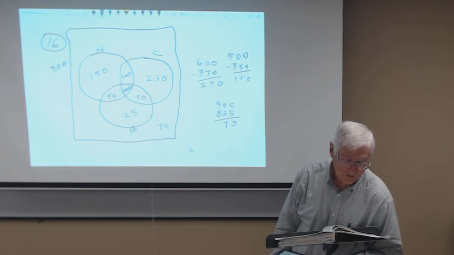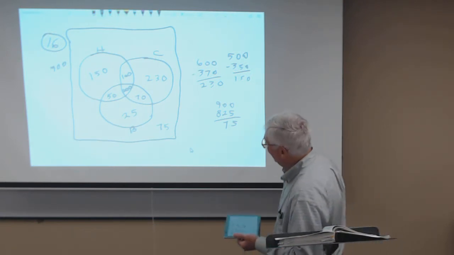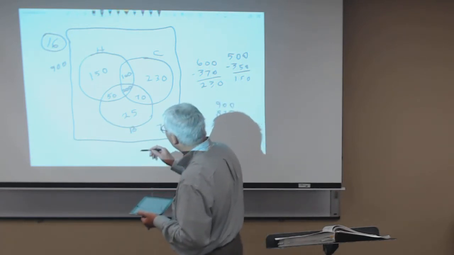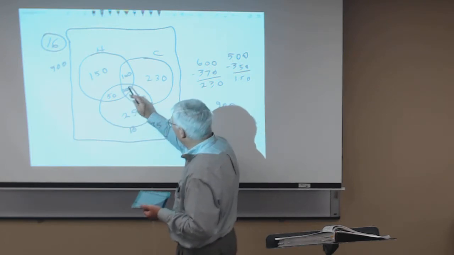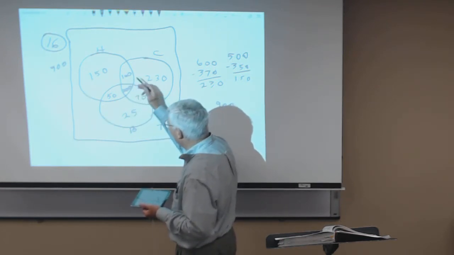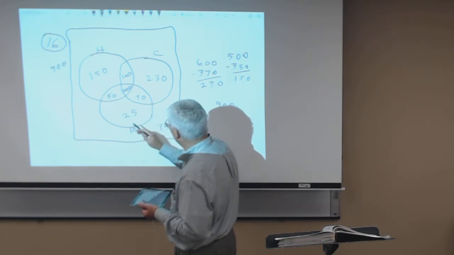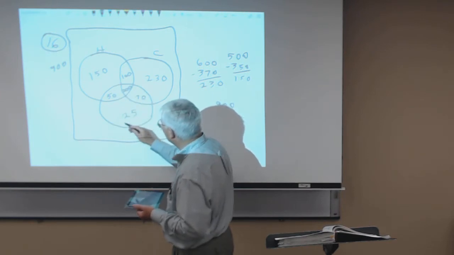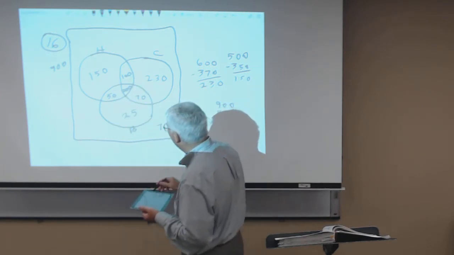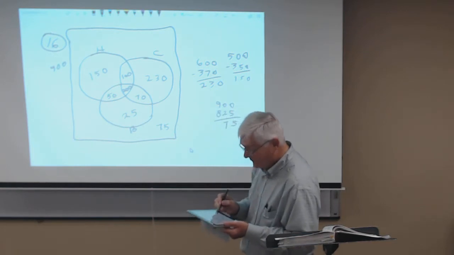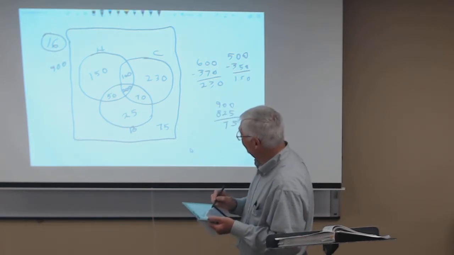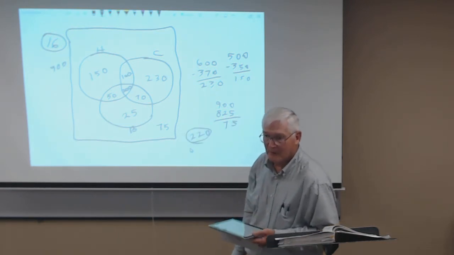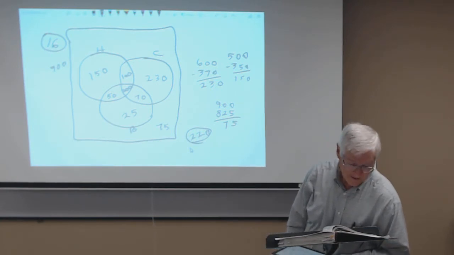16b, how many of the workers own only 2 of these items? How many people own 2 things? Only 2. Now these people own all 3, so they don't count. These people own 2, houses and cars, and these people own 2, cars and boats, and these people own only 2, houses and boats. So what's 150 and 70 add up to? 150, 220, is that right? Do we all add right? There you go.